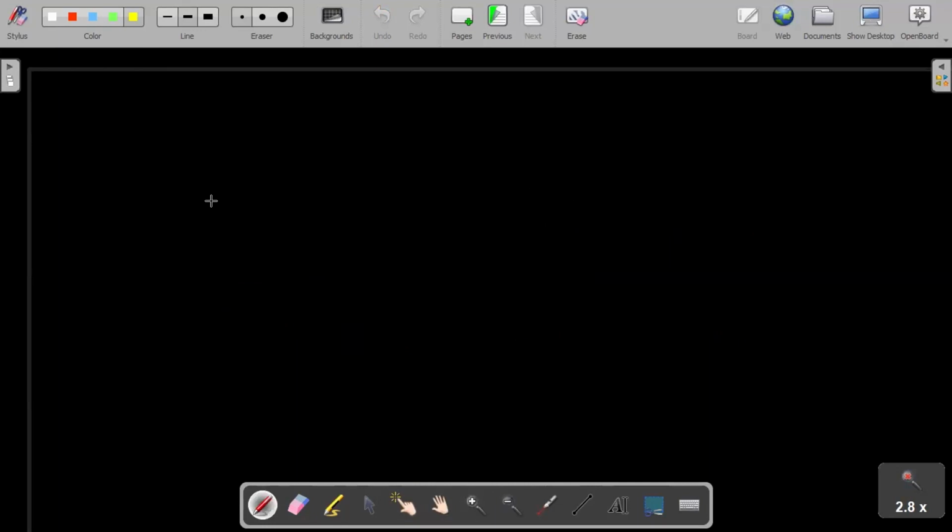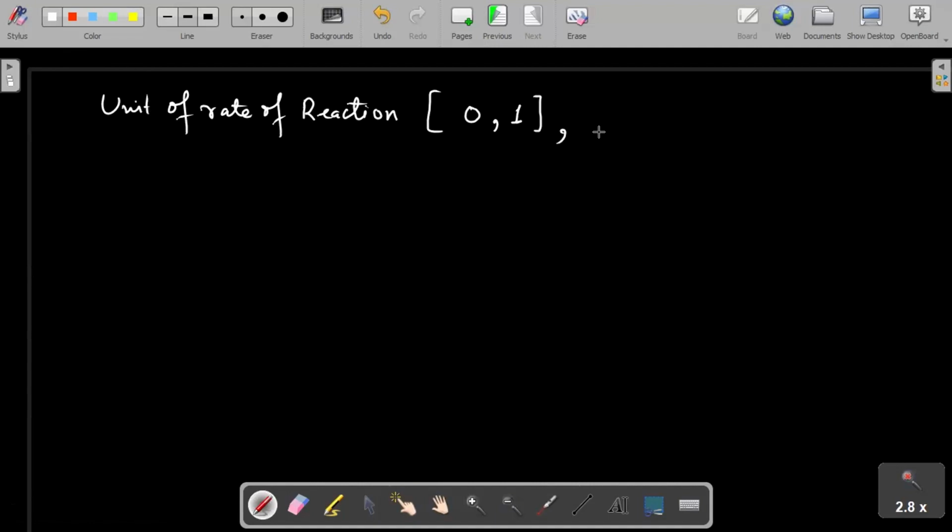Now let us find the units of rate constant. In our syllabus, we have zero order and first order reactions, and later on we will find the pseudo first order reaction. So we have to focus on 0 and 1 only. Second order reactions are not there in our syllabus.